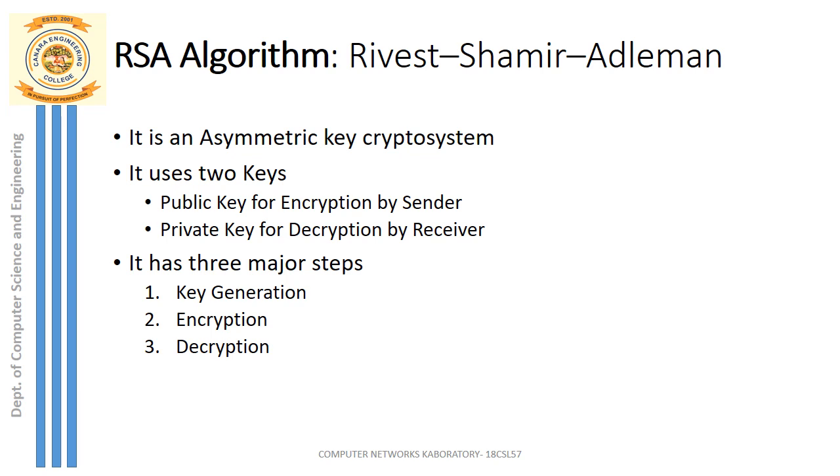It uses two keys, as we have discussed. One is called the public key for encryption, which is used by the sender. The other is the private key for decryption, which is used at the receiver side. This RSA algorithm has three major steps. One is key generation. Once the keys are generated, next is encryption at the sender side, and the third one is decryption at the receiver side.